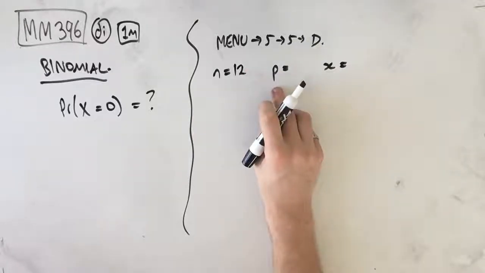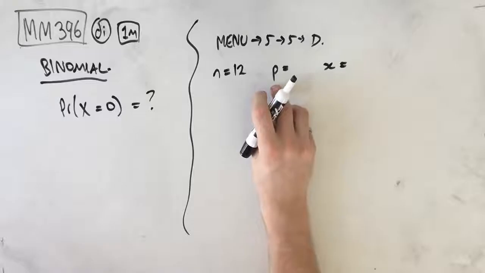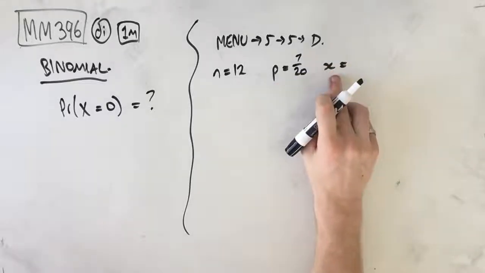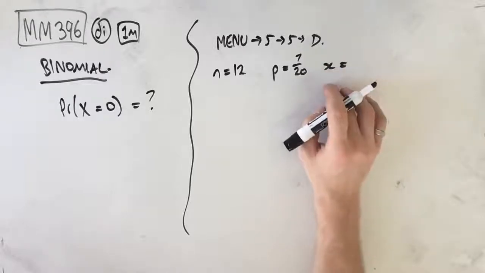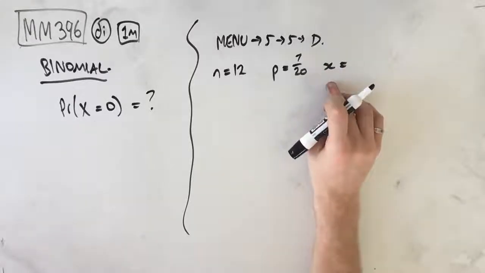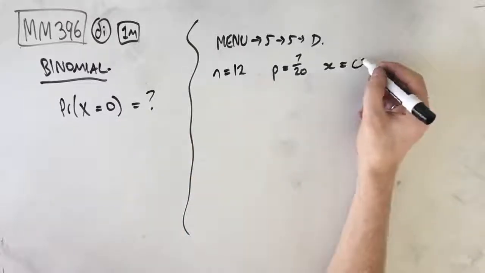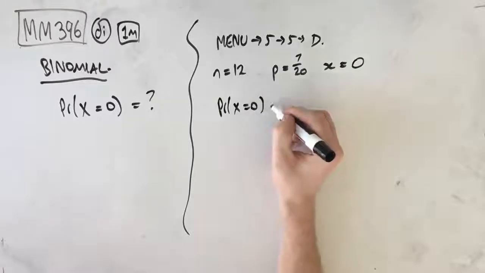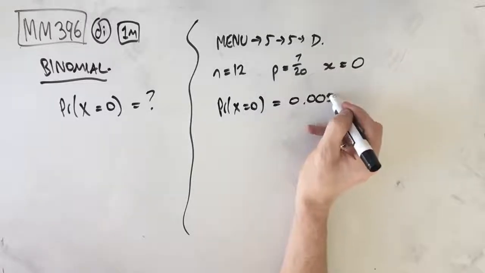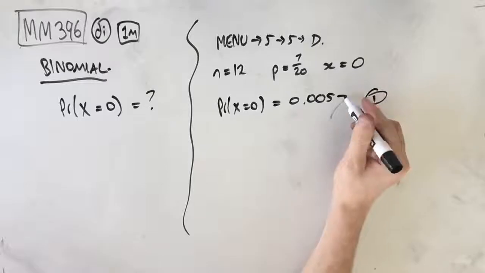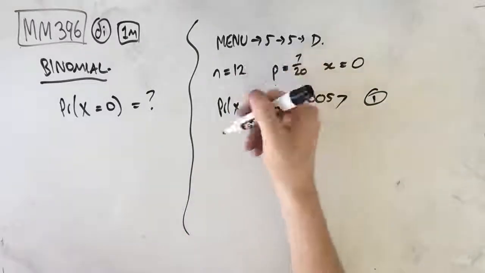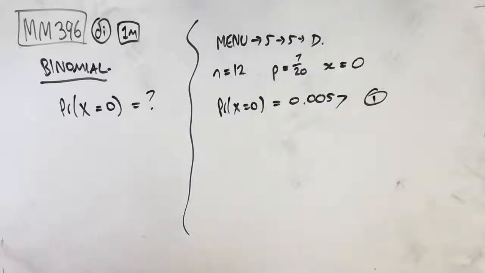The probability that he lifts a weight is 7 on 20. And the x value we're looking for is the number of successful attempts, or the number of successful lifts in this case. What we're looking for is 0 successful lifts. So we type in 0, click enter, and it will give you that the probability that x equals 0 is equal to 0.0057. And that's your first and only mark for D(i). That's it. If you have any questions about how to use this on your CAS or anything like that, just hit me up. But let's move on to part D(ii).